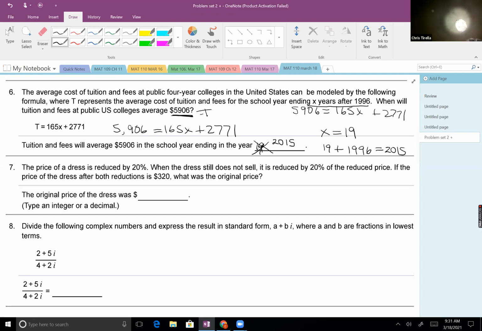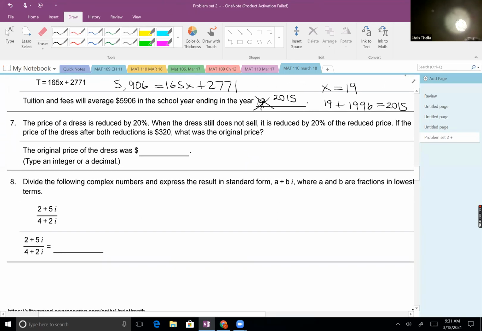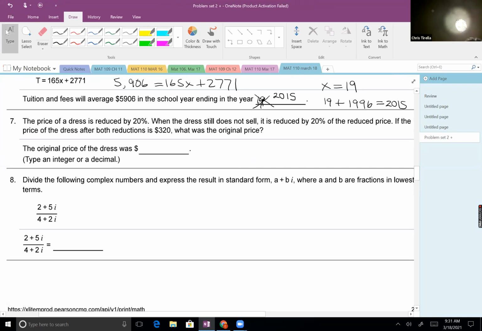Next one's a little involved. It involves 2 reductions. It says the price of a dress is reduced by 20%. Then when the dress still does not sell, it's reduced by 20% of the reduced price. If the price of the dress after both reductions is $320, what was the original price? Wow. Well, let's see what we need to know. We need to find the original price. So I'm going to let X equal the original.